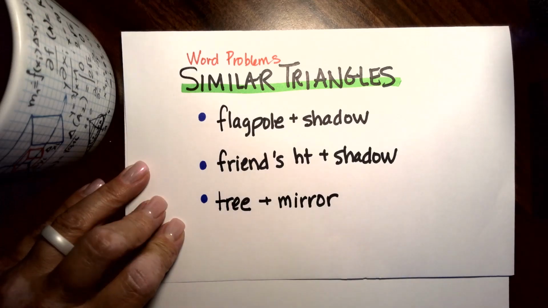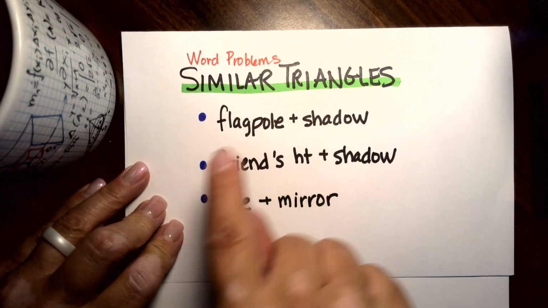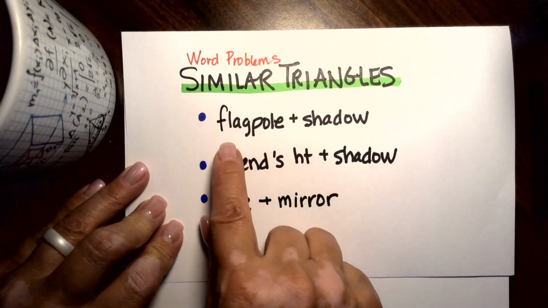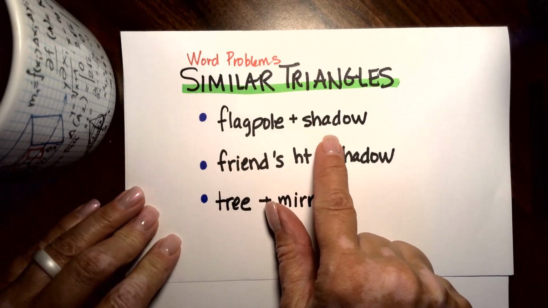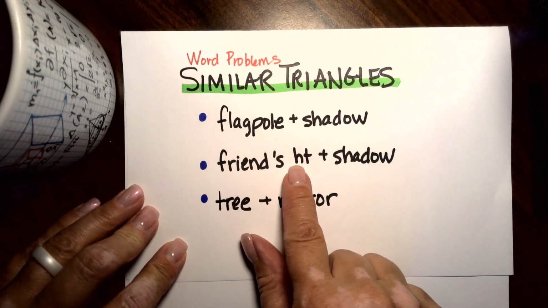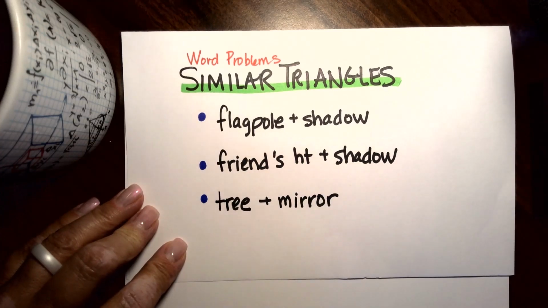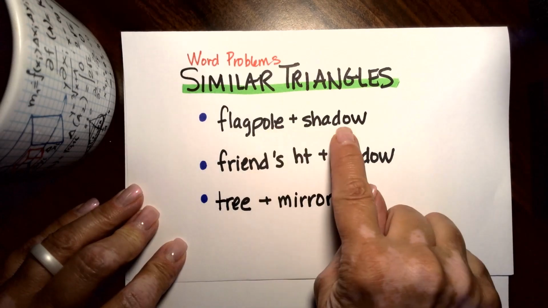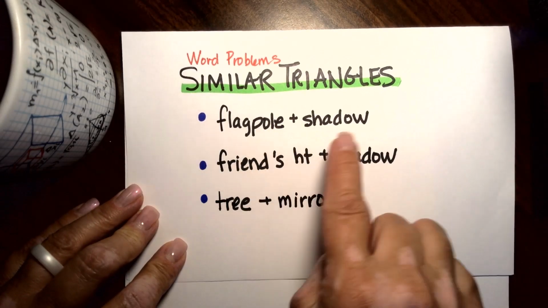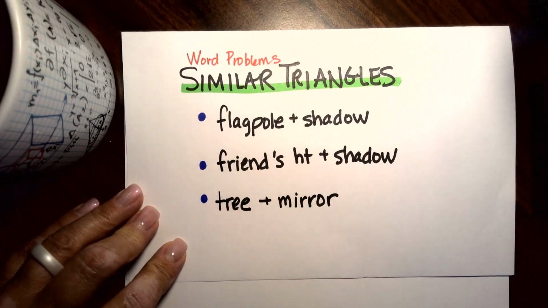Got 3 geometry word problems today. We use similar triangles to solve them. The first one's going to be a flagpole with a shadow. Then you're going to find your friend's height using their shadow. And then a tree. Find out how tall that tree is by using a mirror. I'll explain the first one. I'll do the other 2, but these 2 I'll do silently so you can pause and try them on your own and then check your work.